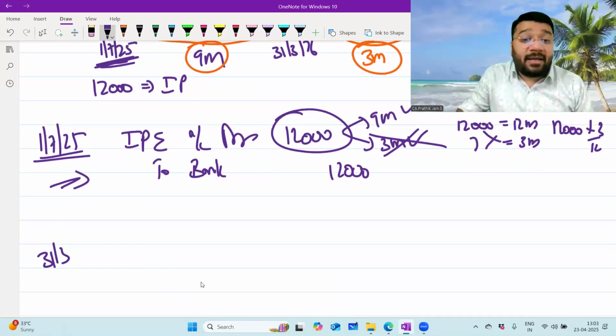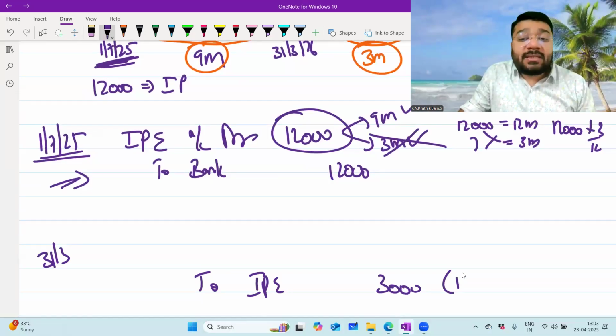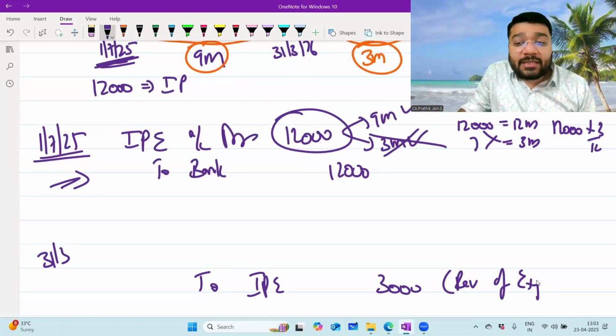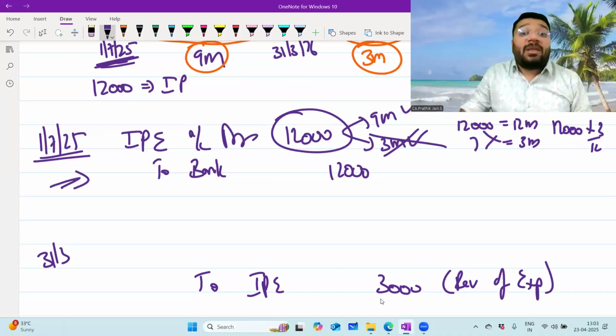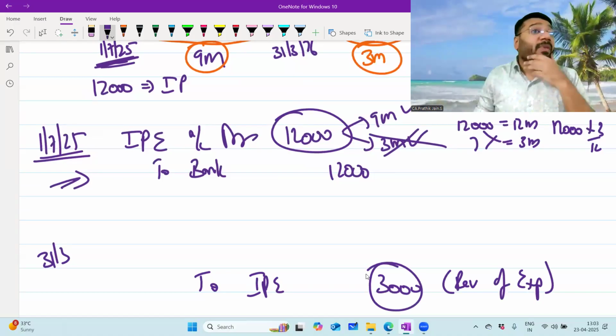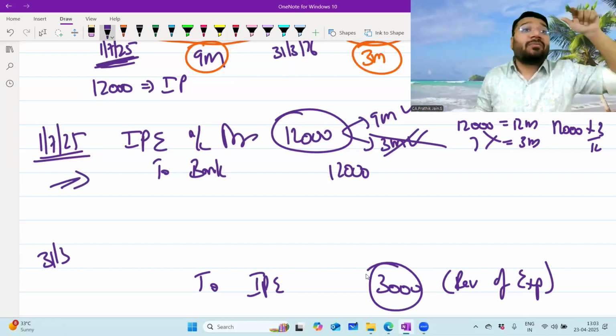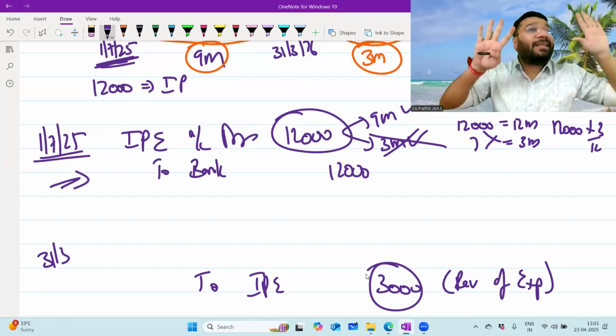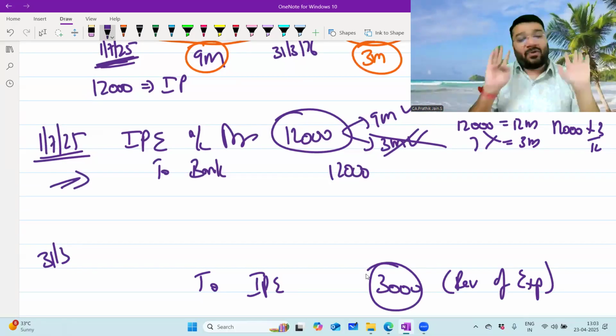31/3, what is my adjusting entry? So to insurance premium expenses 3,000. This is nothing but reversal of expense. I'm reversing my expense. The moment I put 3,000 in credit here, what is the balance in the expense account? Proper 9,000 will become the expenses. Now it is right.